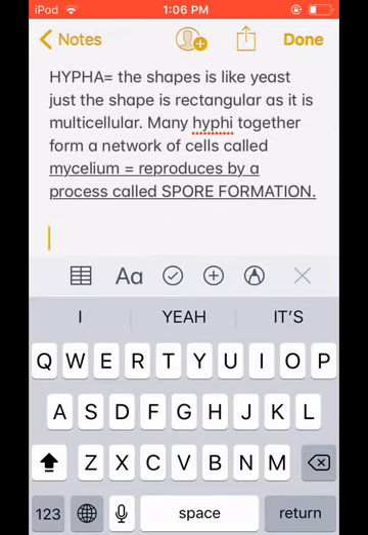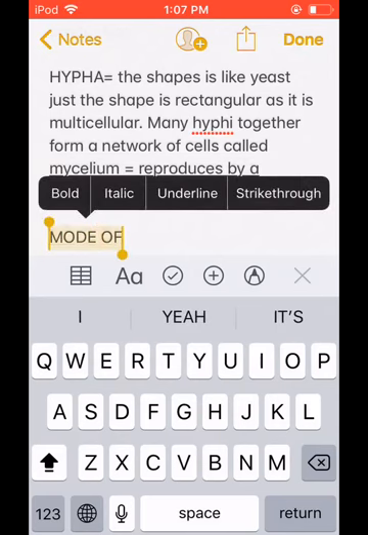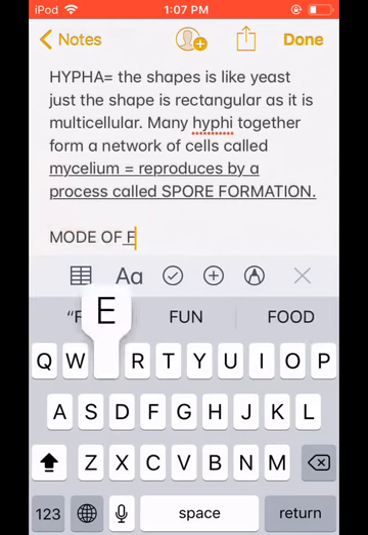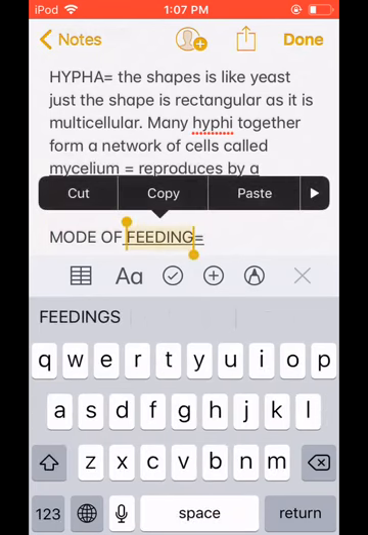If you see the mycelium in the book, it's like a long line-like structure. It looks like tiny small creatures, like trees. It's interesting, they don't move, they grow. So how do they grow? So the mode of feeding. How do they feed so that they can reproduce like this?